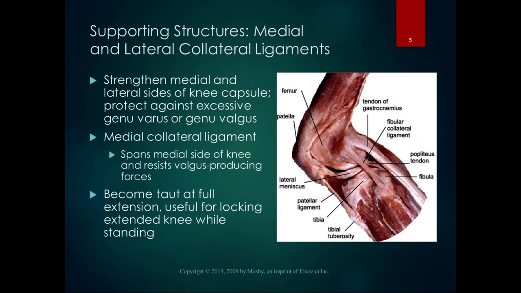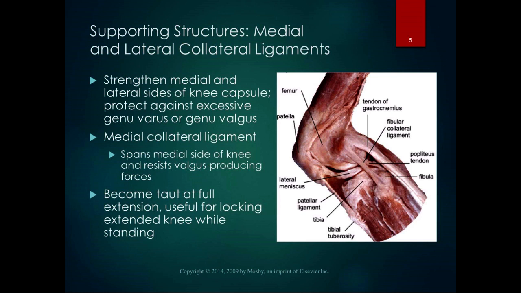The medial and lateral collateral ligaments strengthen the medial and lateral sides of the knee capsule to protect against excessive genu varus or genu valgus. Genu varus is the knee going laterally. Valgus is the knee going medially. So the medial collateral ligament spans the medial side of the knee and resists valgus-producing forces. So forces that are pushing from the lateral side of the knee medially, that's a valgus force. The medial collateral ligament becomes taut at full extension, so it's useful for locking the extended knee while you're standing. That's a very stable position.